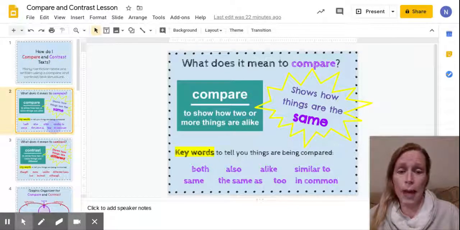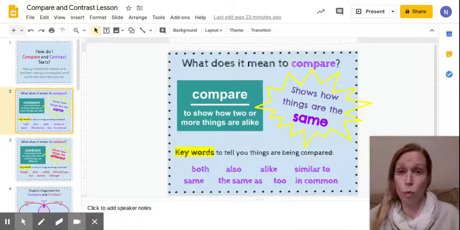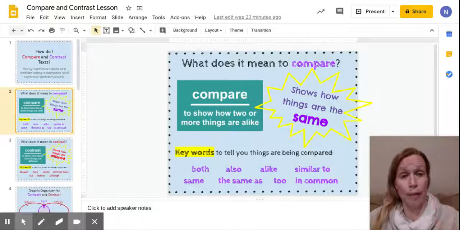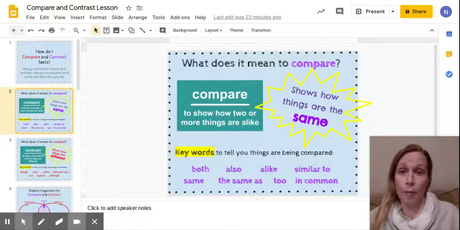So to compare means to show how two or more things are alike. Basically, it shows how things are the same. So keywords to help you recognize that things are being compared are words like both, also, alike, similar to, the same as, two with two O's, that means also, or in common.